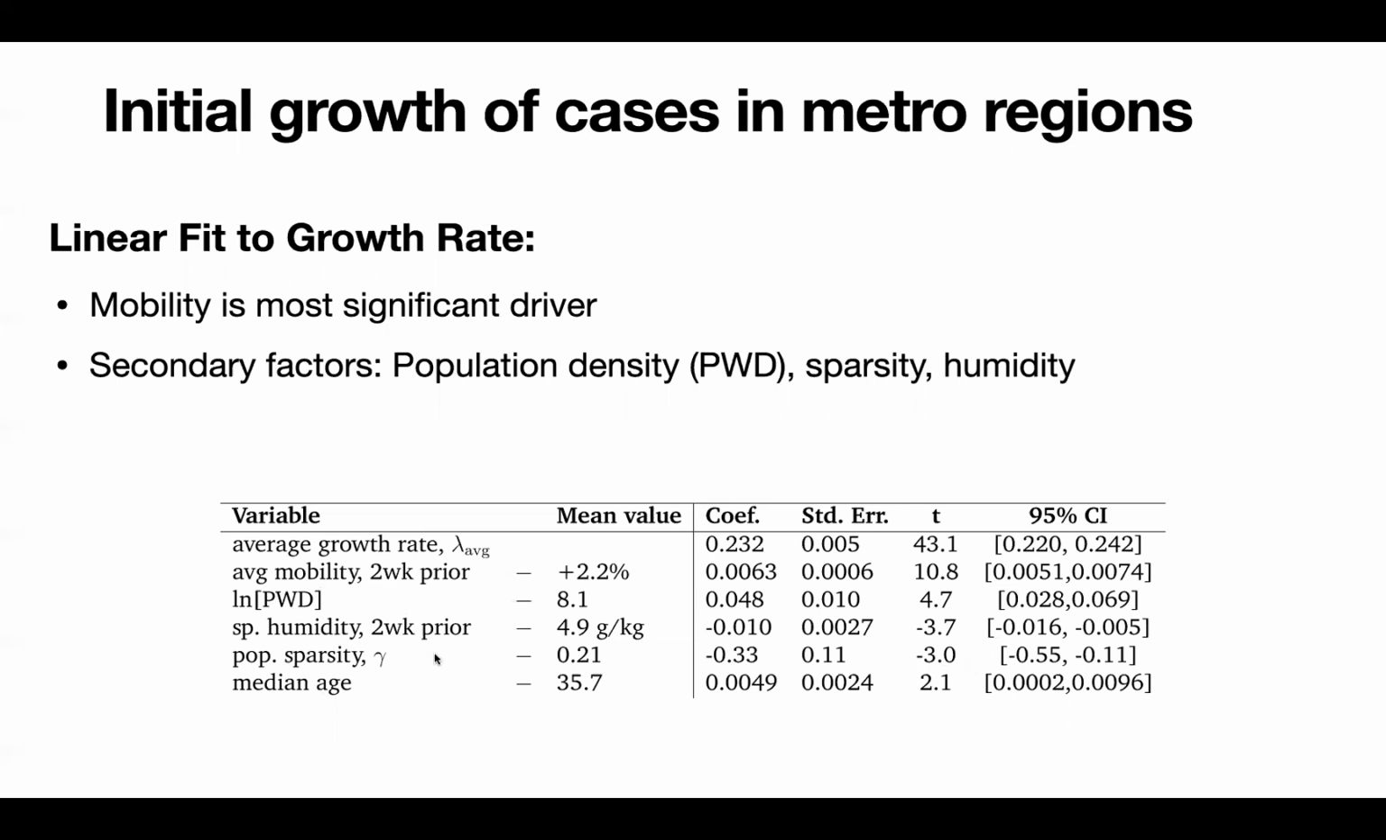The correlation with sparsity: the more sparse, the slower the epidemic is. So that's why it's a negative correlation. Humidity, and in terms of temperature, is the same, has also a negative correlation. And there is dependence on median age. So these are very early data. All these significances are now much, much higher as we look at later data. So just something to keep in mind, but this is the first thing that we did, and all of these are much, much better determined now.